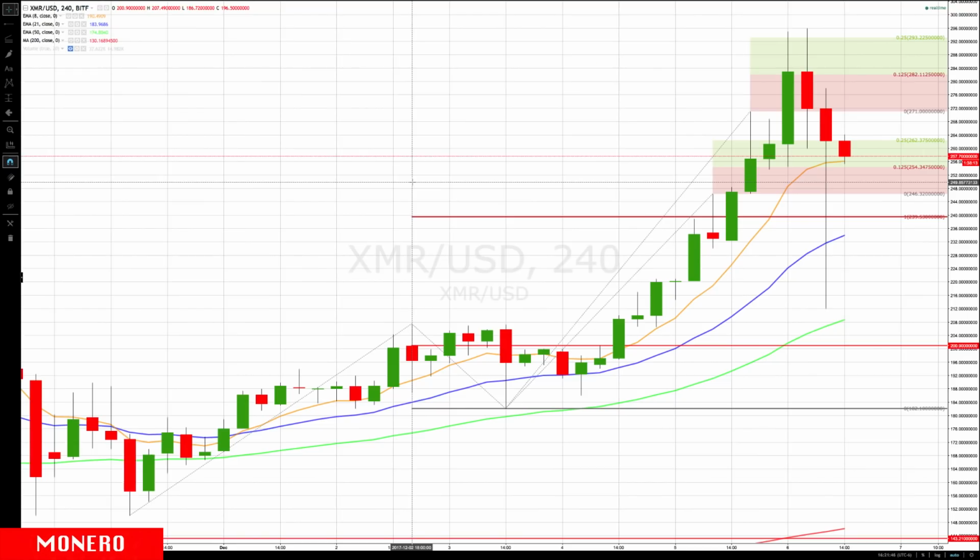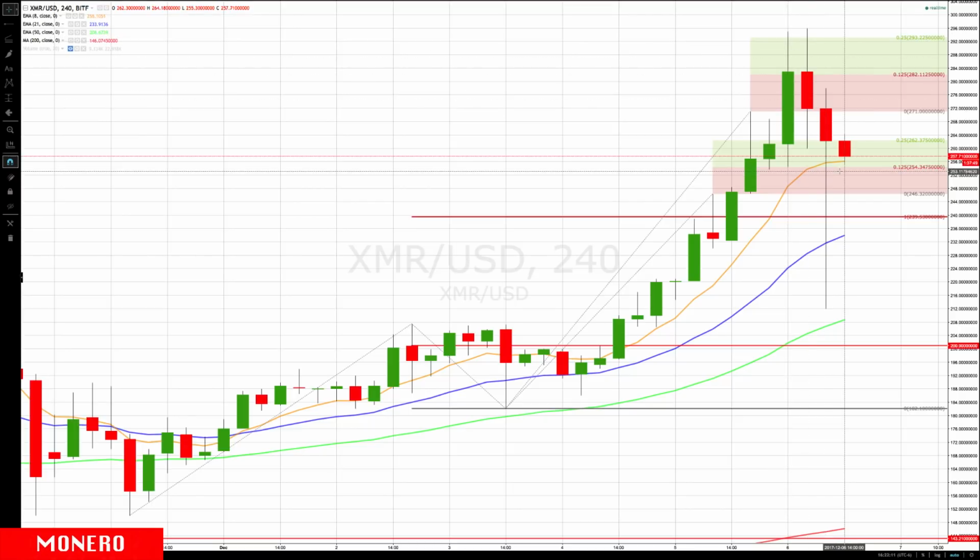And finally, over to Monero. Went through the next key level at 262. Paused for a bit, enabling us to get a pausing bar and then come from the lows on December 3rd up to the highs yesterday, which gave us the next key levels up there. This 282, which we nearly got the close on, and the highest level 293. We poked up to around 296.